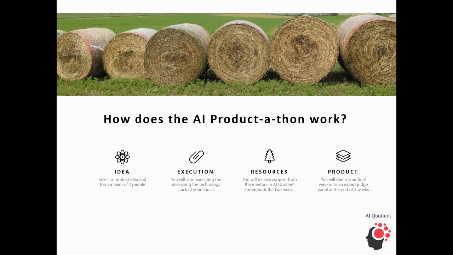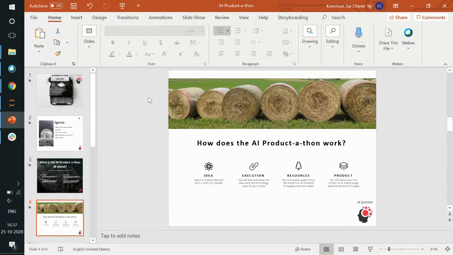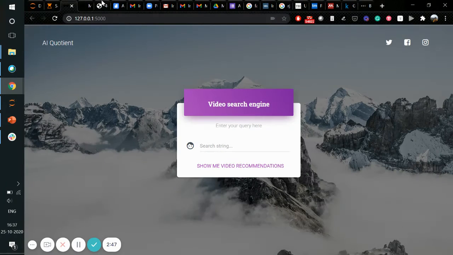Right? And then finally, at the end of 2 weeks, you're going to build a small product demo that will be evaluated by an expert panel, and we'll be announcing the winners at the end of these 2 weeks. Now, how will this product demo look like? It is simple. All it takes is a simple UI.